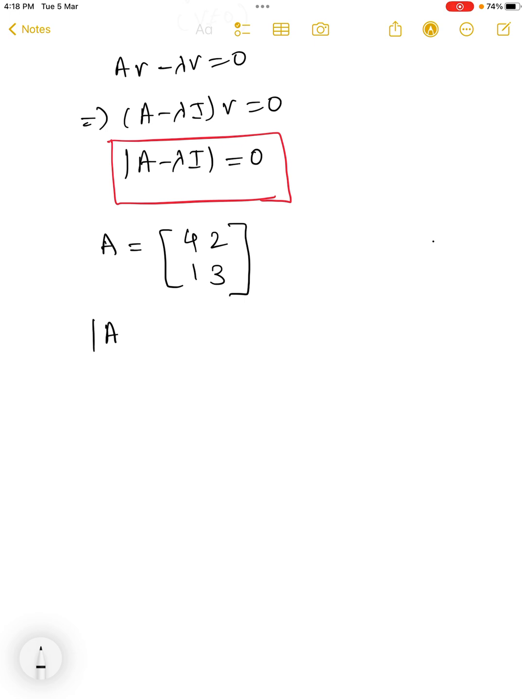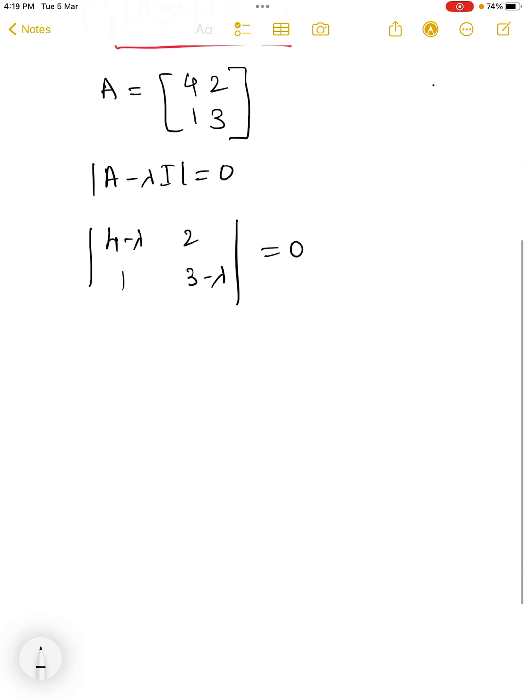Quickly, let's see how we are going to find eigenvalues for this square matrix A. We take determinant of A minus lambda I equal to 0, that is, we subtract the variable lambda in the principal diagonal of this square matrix A. So determinant of [4 minus lambda, 2; 1, 3 minus lambda] equal to 0. We subtract lambda in the diagonal entries of matrix A and we take the determinant of it. We solve it, we get (4 minus lambda)(3 minus lambda) minus 2 equal to 0.